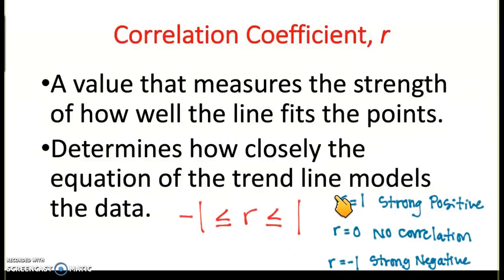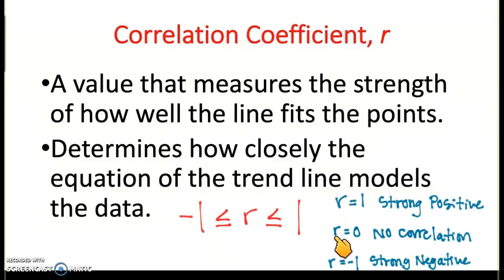The closer that the value of R is to +1, that just indicates that the points have a strong positive correlation or a strong positive relationship, meaning they lie on a perfectly linear straight line. As the numbers get smaller than 1 but closer to 0, they become less and less related. And if R is ever 0, or close to 0, then there's no correlation.